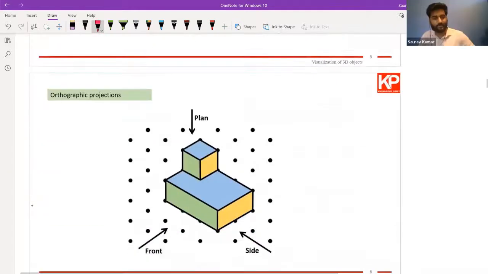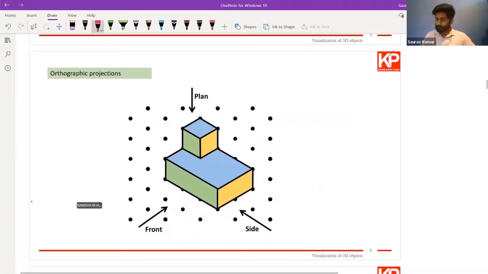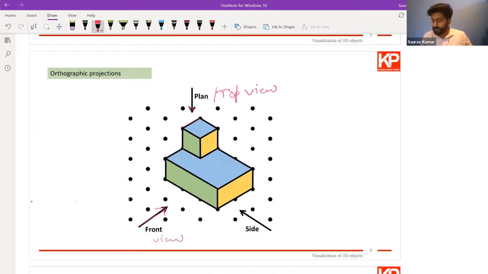So let's look at this image. In this image, these dots are basically the grids which are used to draw it. And for our understanding, it has these different colors on all the sides. So we are looking from the top. This is called the plan or the top view. Then this side is considered as the front, so it's the front view. And this side is the side view, meaning this side will give us the side view.